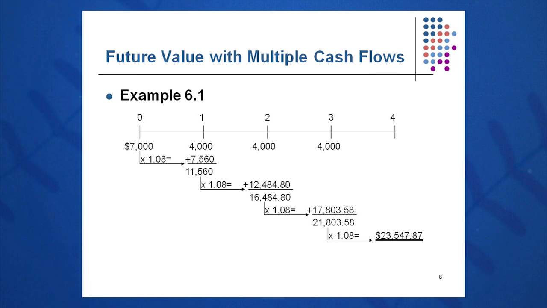Multiply that by 1.08, and I get $17,803.58. And I add the $4,000 to that, and I have $21,803.58. If I want to see what I'll have at the end of year four with no deposit, I multiply that amount by 1.08, and I get almost $24,000. So again, all I've done with this is use concepts from session number five and project those cash values forward using future value equals present value times 1 plus r to the t.